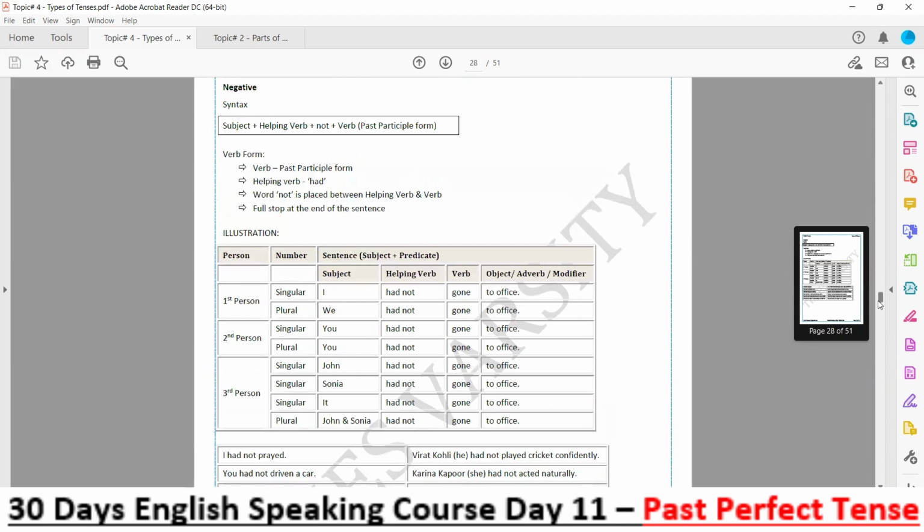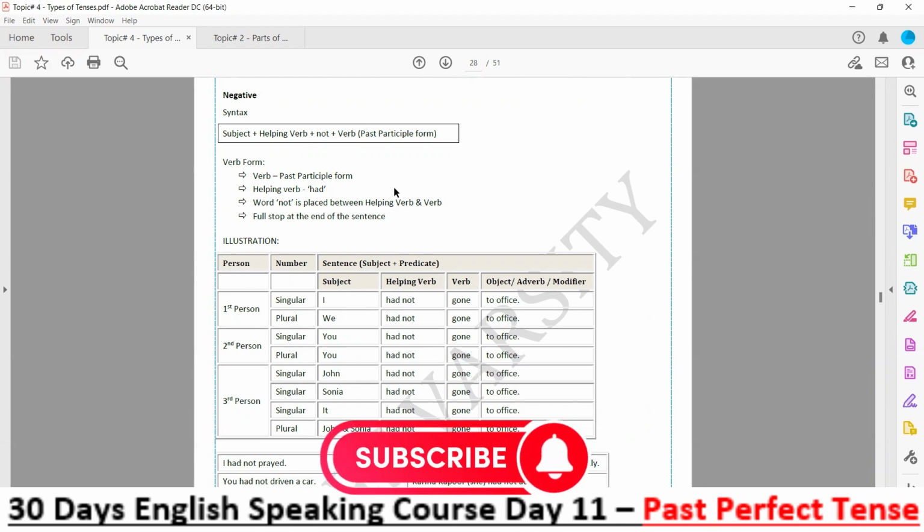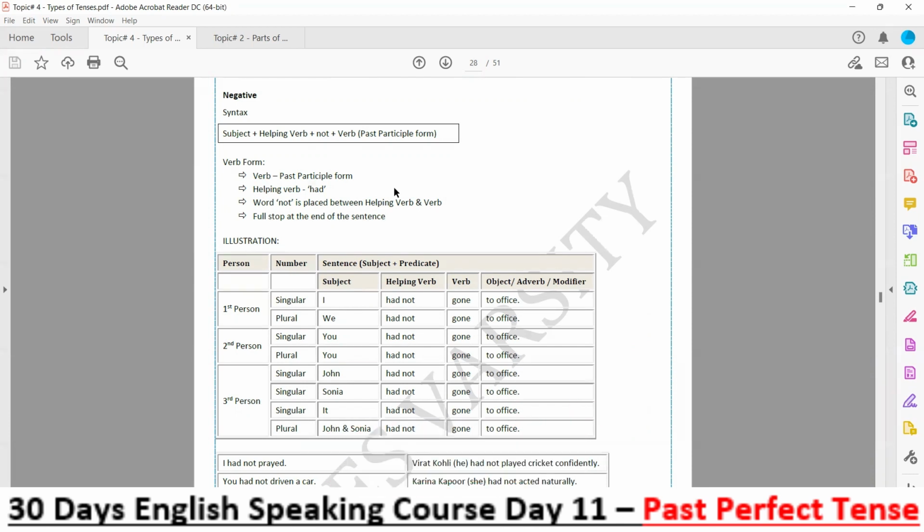So let's make some negative sentences. How to add not in this sentence? As usual, not comes after the helping verb. The subject plus helping verb plus not plus verb, and the verb remains the same form as in past perfect, so that is the past participle form, the third form of the verb. Had is the only word used as a helping verb, and not is placed between the helping verb and the verb. Full stop at the end of the sentence.